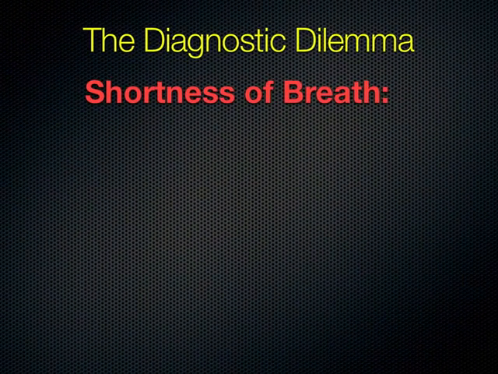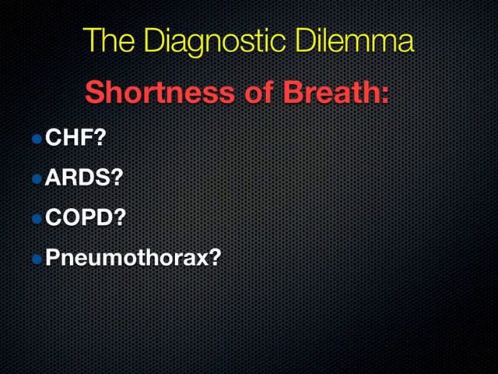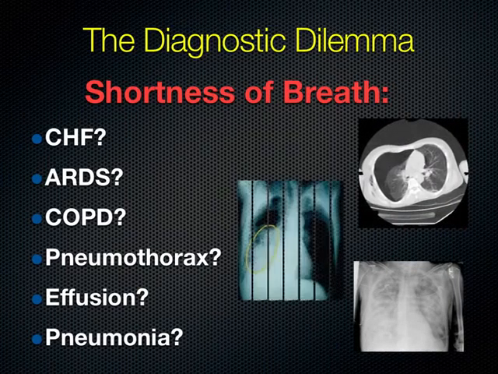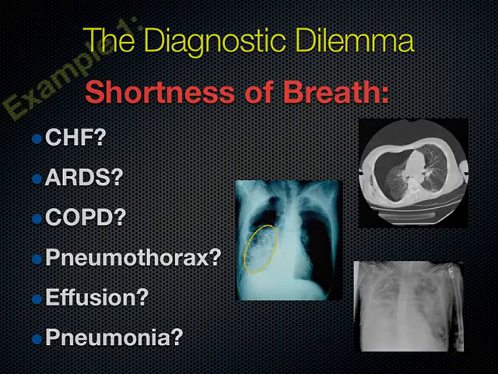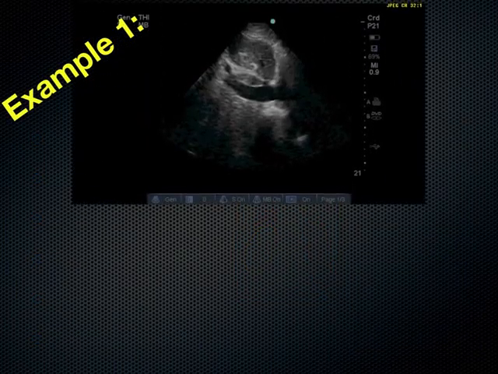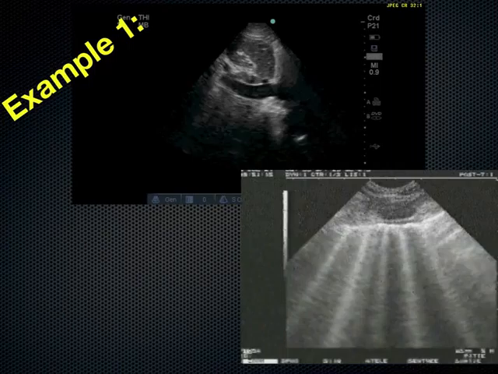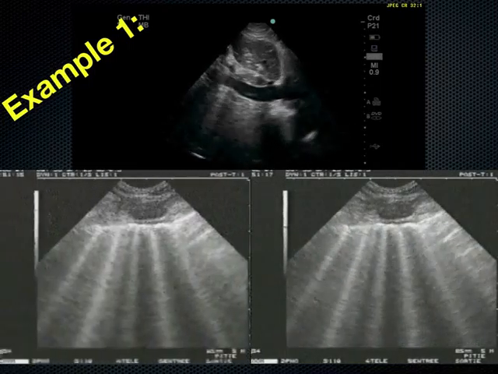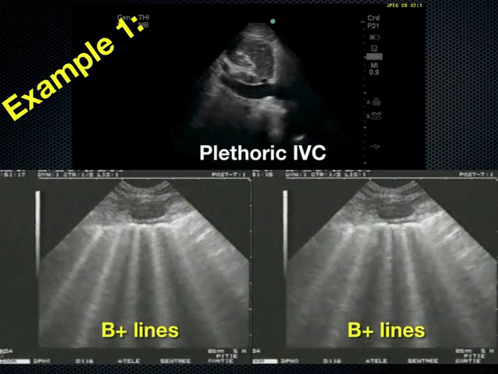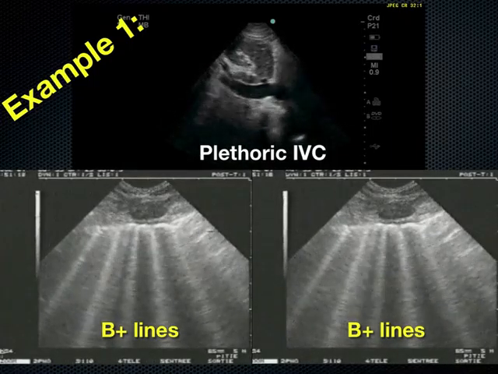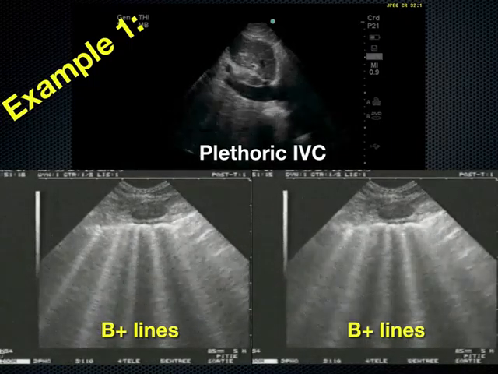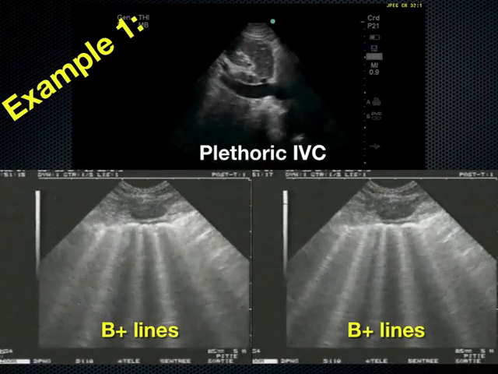So here we go with a diagnostic dilemma. Shortness of breath. Do we have CHF, ARDS, COPD, any number of things? What's going on with this patient? In order to get a jump start on the appropriate therapy, use your ultrasound. Example number 1, patient is acutely short of breath, and this is what you find. We have an IVC that's plethoric, without any significant respiratory variation, and bilateral B lines.